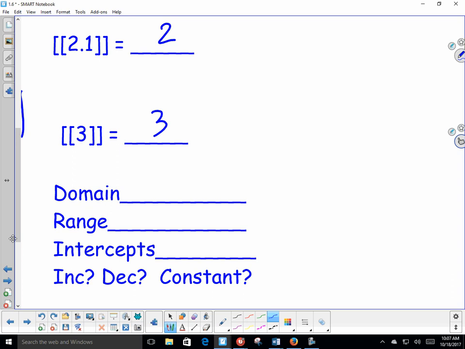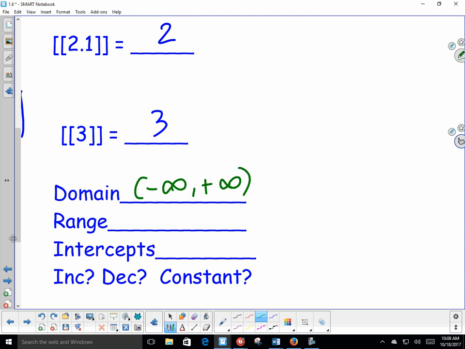And so what's our domain here for this function? Domain for this function is what, Garrett? Domain means what numbers can I plug into the function. Am I allowed to plug in any number I want? So what do we say the domain is then? All real numbers. So our domain is going to be negative infinity to positive infinity.